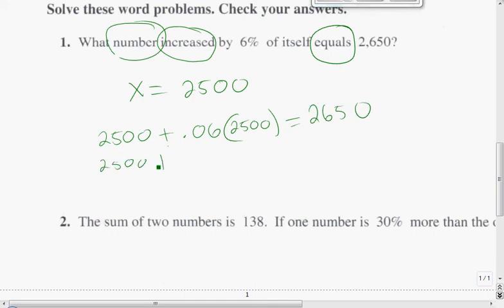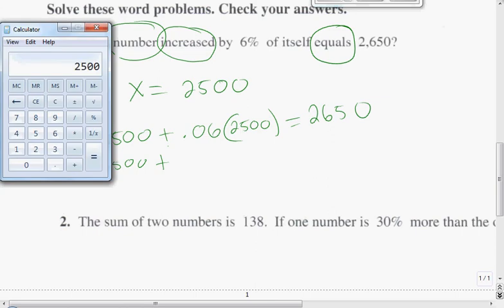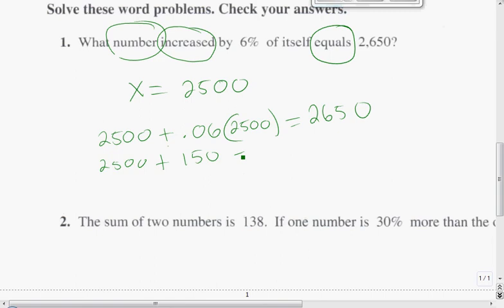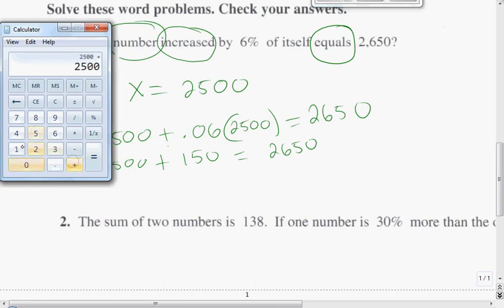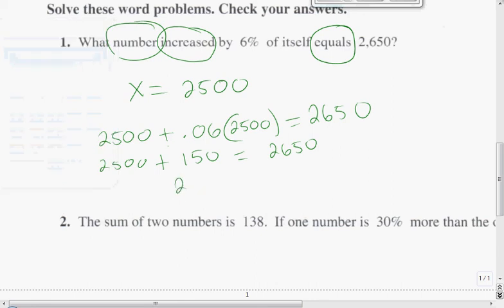2,500 plus, let's find out what 0.06 of 2,500 is, or 6% of 2,500. It's 150. So let's see if 2,500 plus 150 equals 2,650. 2,500 plus 150 equals 2,650. So we did our problem correctly. I keep writing the wrong numbers here. Okay.